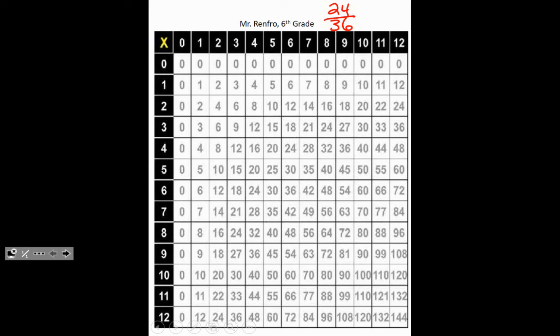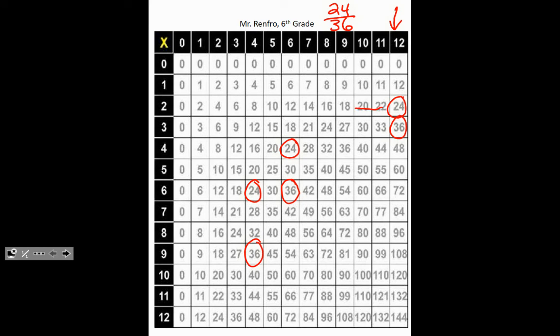Well, here's 24, here's 36, here's 24, here's 36. If we find it anywhere else, we have to look over the whole chart. Here's 24 and here's 36. Where are they closest? Well, in the 12's column. The 12's column is where you find them the closest.